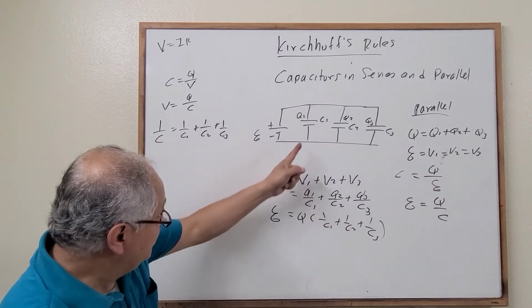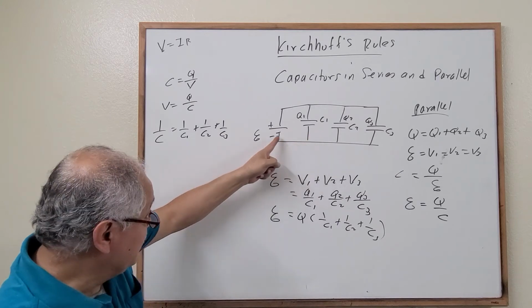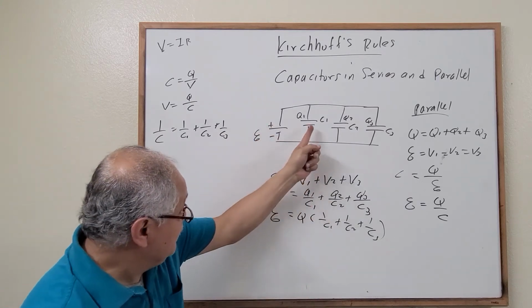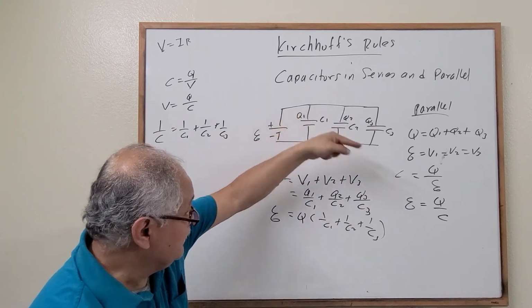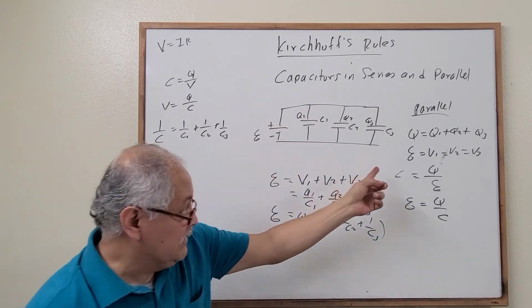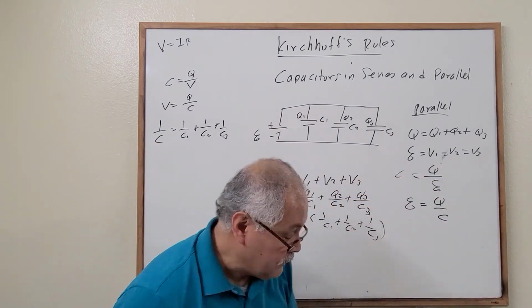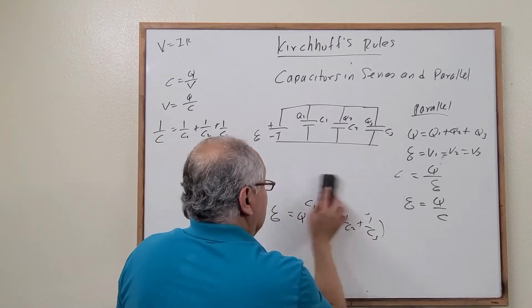It's constant. All of these capacitors are connected to the same battery, to say this side to the same terminal, the other side to the same terminal. So they have the same voltage drop. Okay, great. Let's see what happens then.